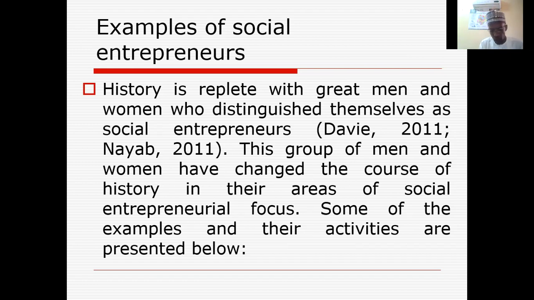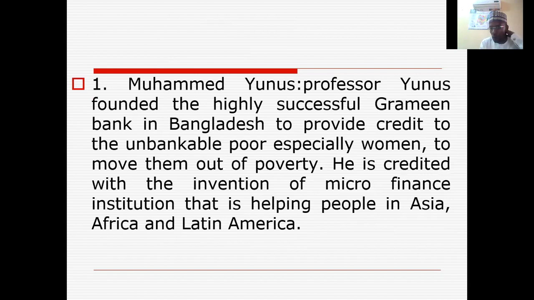Number one, we have Muhammad Yunus. Muhammad is a professor in Bangladesh who provided credit to the unbankable poor, especially women, to move them out of poverty. He is credited with the invention of the microfinance institution that is helping people in Asia, Africa, and Latin America. All the microfinance banks we have been seeing all around are the creation of this individual. This person is the brain behind those microfinance banks.